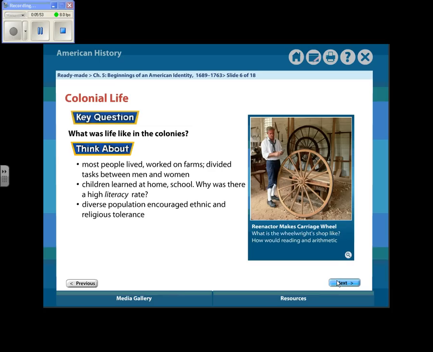to read and write. So there was a very high literacy rate, and the reason was because, of course, they believed that the Bible was an important element of their life, and so they wanted people to be able to read the Bible. The diverse population encouraged ethnic and religious tolerance throughout the colonies.